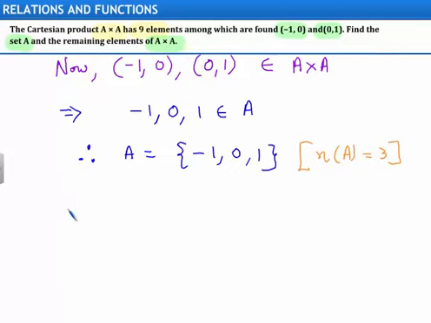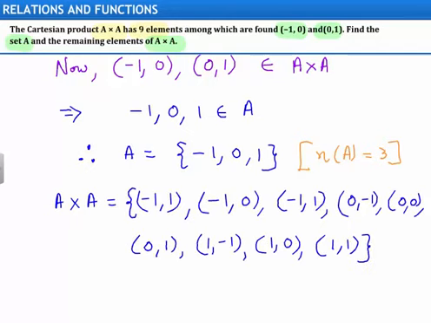For that, let us list down the elements of A cross A. So A cross A is equal to {(-1, -1), (-1, 0), (-1, 1), (0, -1), (0, 0), (0, 1), (1, -1), (1, 0), (1, 1)}. Now we are asked to list the remaining elements of A cross A. Already it is given that (-1, 0) and (0, 1) are the elements of A cross A. So we have to list down the remaining elements.